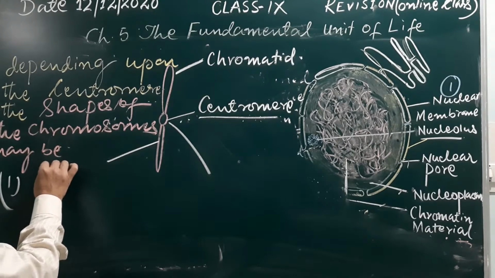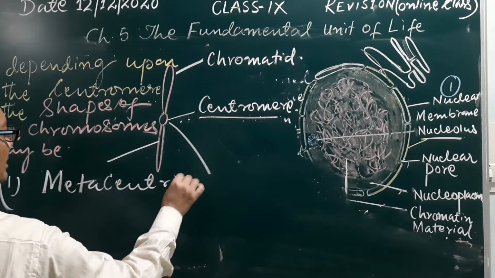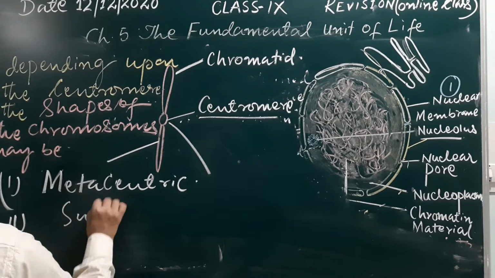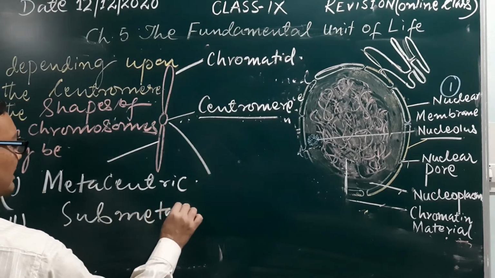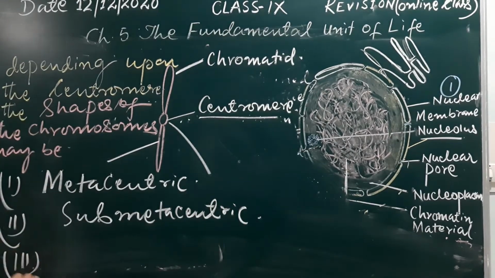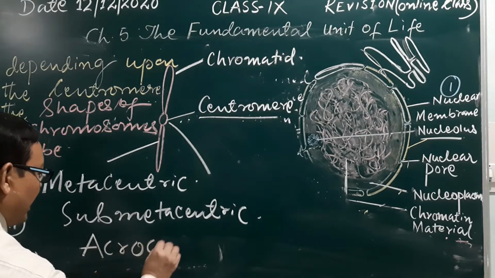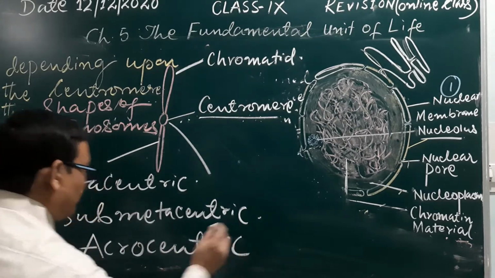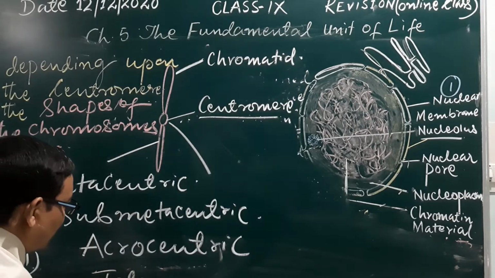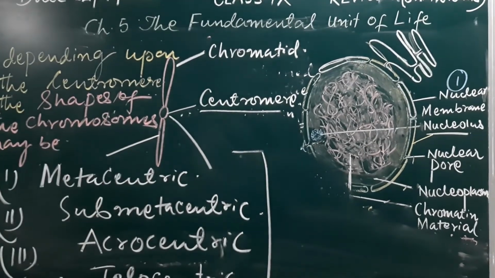The first one is the metacentric, the second one is the submetacentric, the third one is the acrocentric, and the fourth one is the telocentric. I have written here four different shapes of the chromosome.